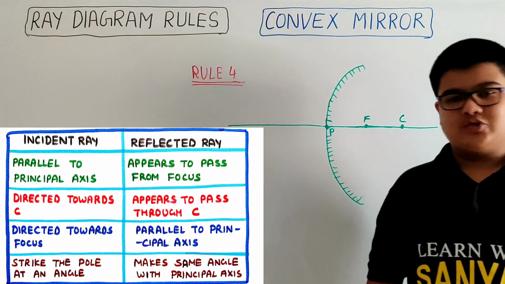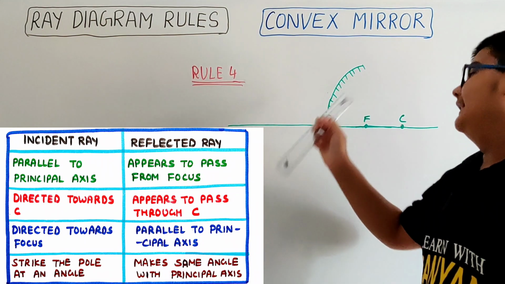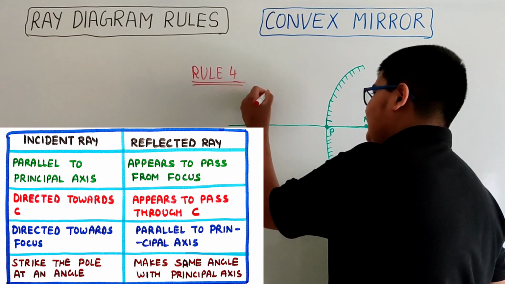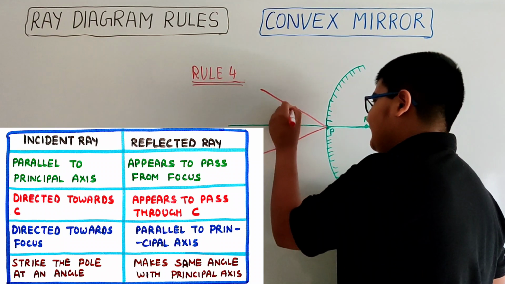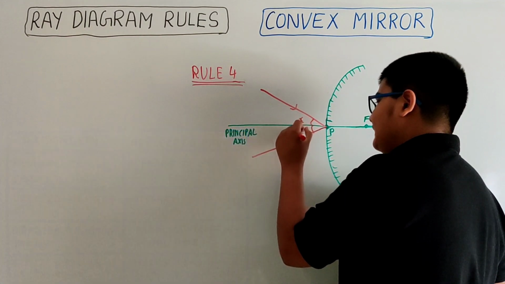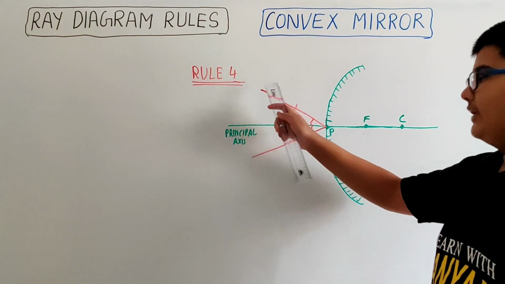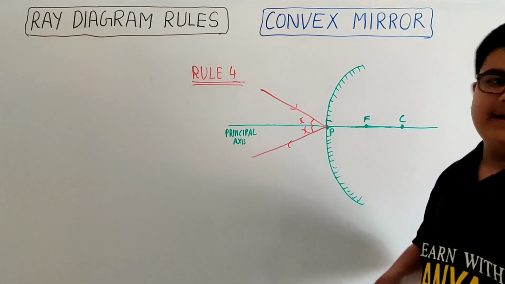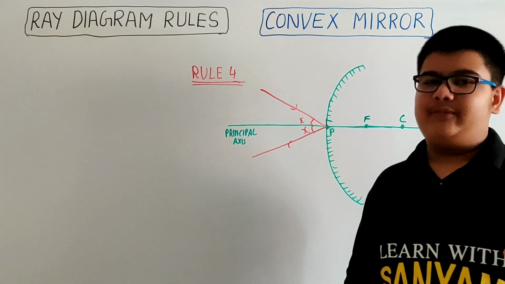Now, the fourth and last rule says that if the incident ray strikes the pole at some angle, then the reflected ray makes the same angle with the principal axis. Here the incident ray is coming at an angle, and the reflected ray will be reflected at the same angle. Consider this angle is x. The angle between the reflected ray and the principal axis will also be x. Almost all these four rules are similar to the rules of the concave mirror.